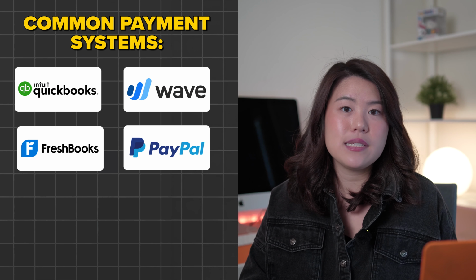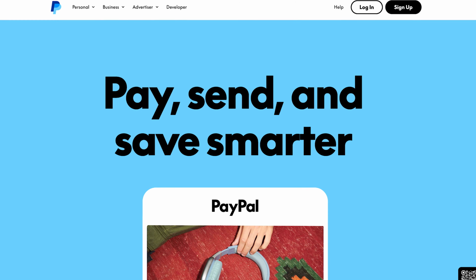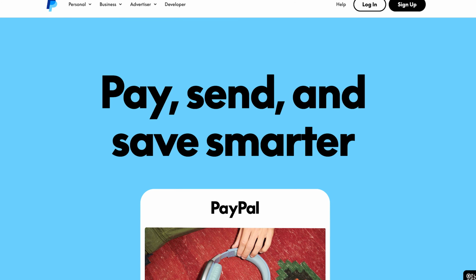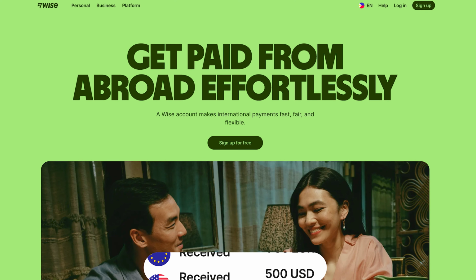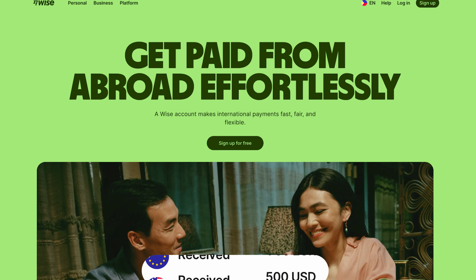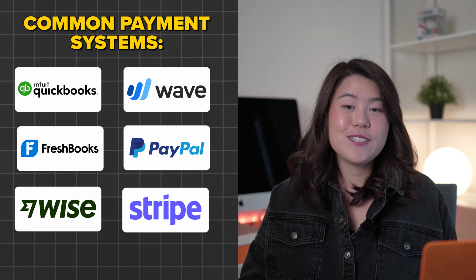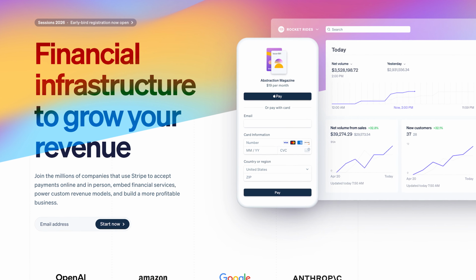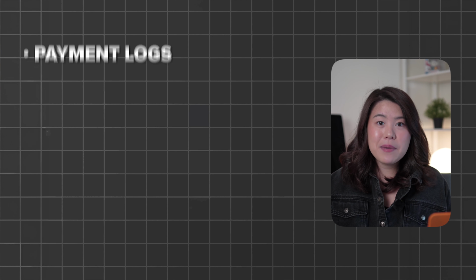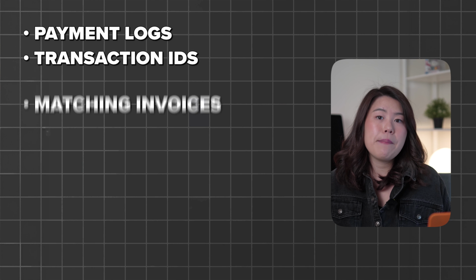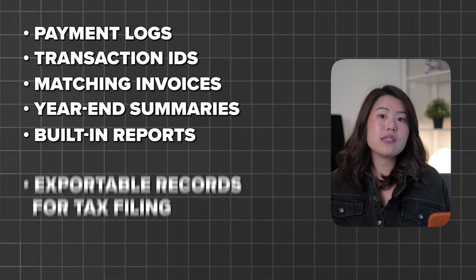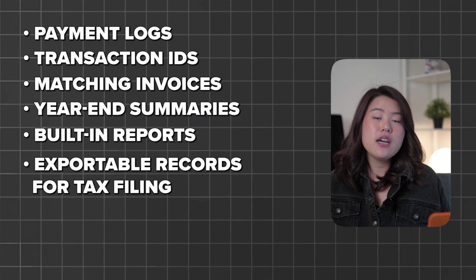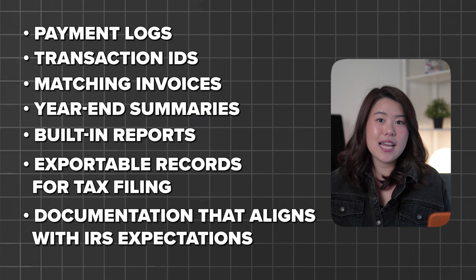PayPal or PayPal Business automatically records every payout with unique transaction IDs. Wise, for international contractors, offers clean documentation for cross-border payments, especially for IRS reporting. Stripe Payouts are great for businesses that automate contractor payments through online platforms. What these systems provide automatically: payment logs, transaction IDs, matching invoices, year-end summaries, built-in reports, exportable records for tax filing, and documentation that aligns with IRS expectations.